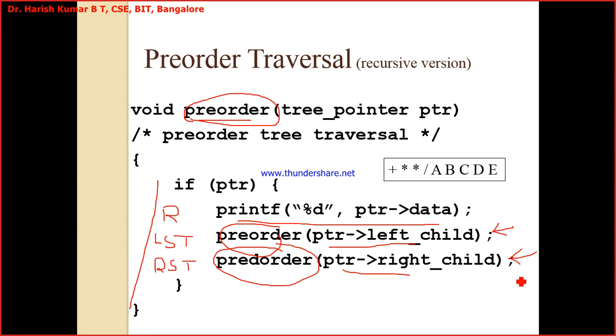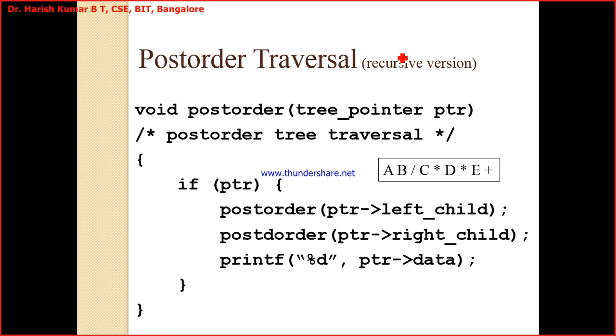Yes, sir. Okay. Now similarly for the post order traversal, here see what is the order? First the LST and then the RST, recursively traverse the right subtree and then print the root node.